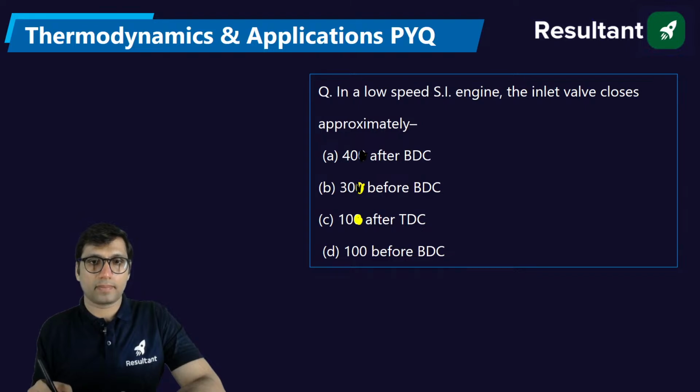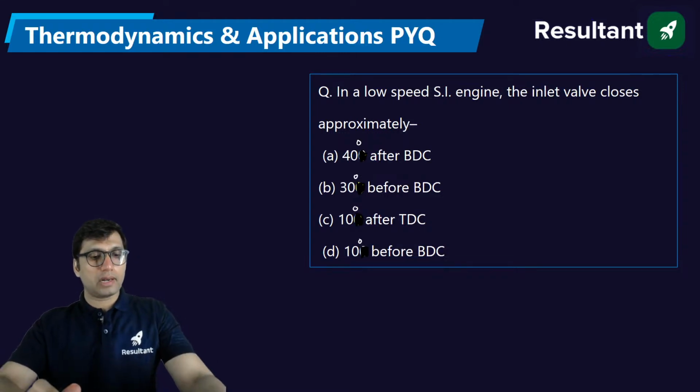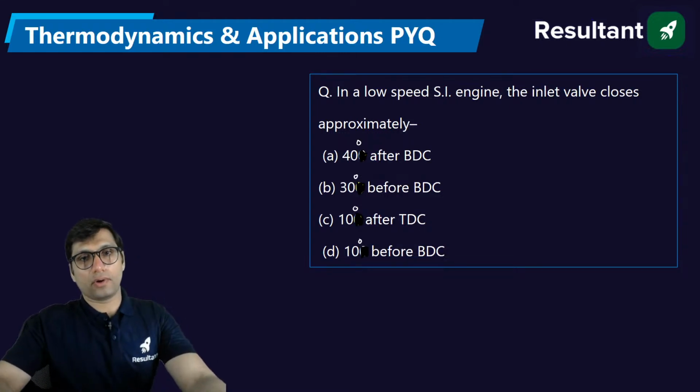Yeah, this is degree, my dear. This is degree written here, but I think some typo error. No problem, let me just correct it. This is 40 degree, 30 degree, 10 degree and 10 degree. Okay, now remember the concept that I taught you.